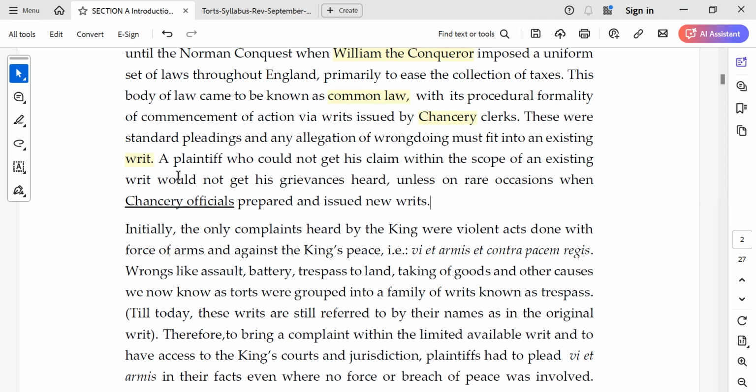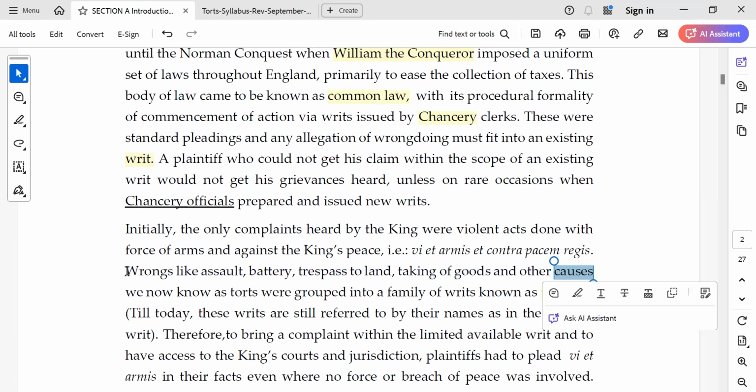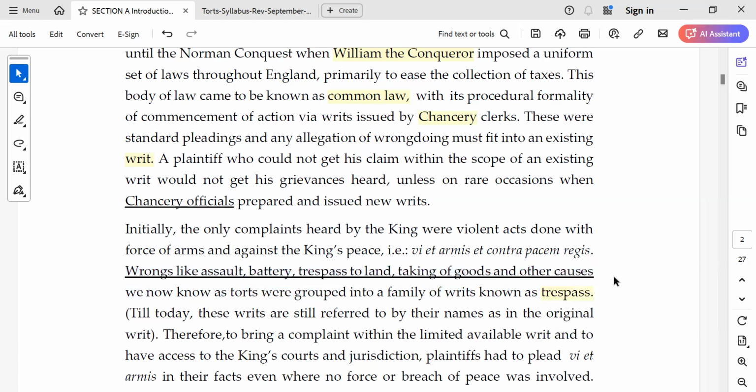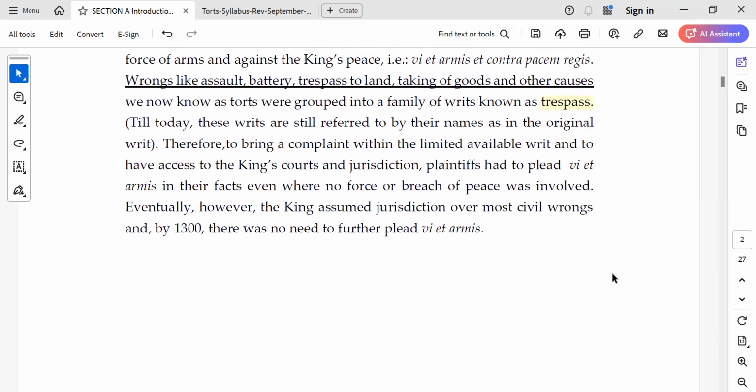So wrongs like assault, battery, trespass to land, taking of goods and other causes, which we now know as torts, were grouped into a family of writs known as trespass. All these things were coming under trespass and other causes. Now these are all torts, but they were all categorized under trespass earlier.